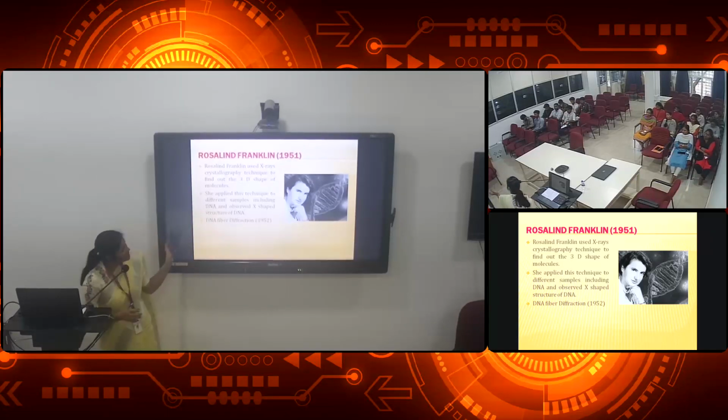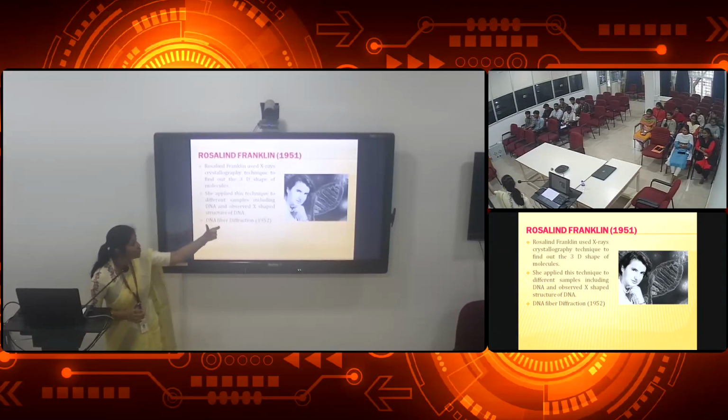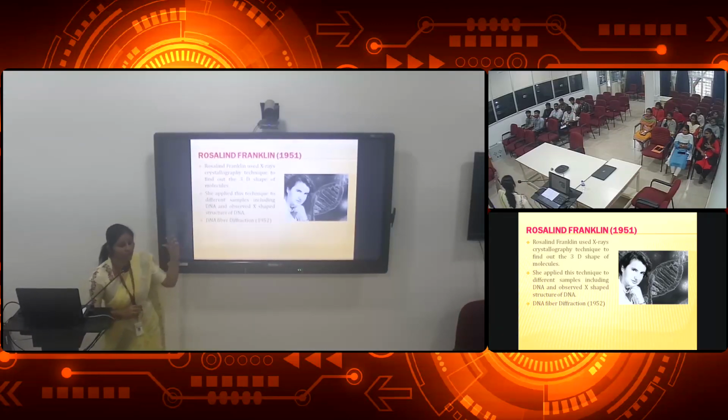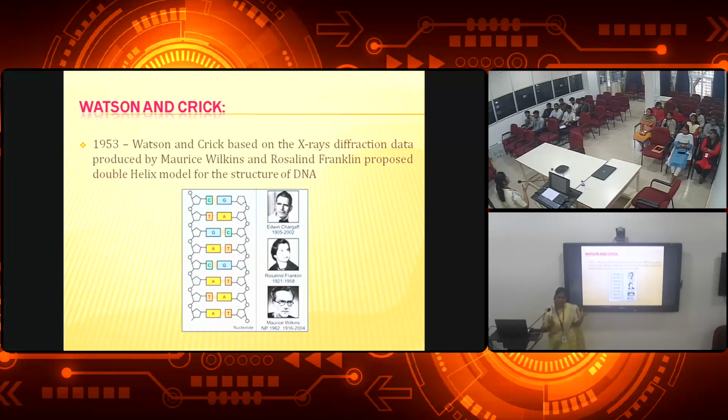She applied this technique to different samples, including DNA, and observed the X-shaped structure of DNA. So Rosalind Franklin was the first to identify the X-shaped structure of DNA, by using the crystallography technique. Next, we all know about the two scientists named Watson and Crick.